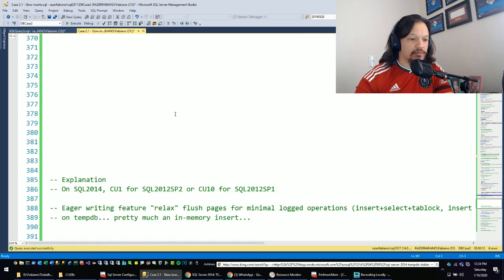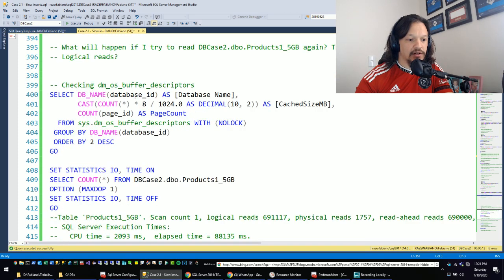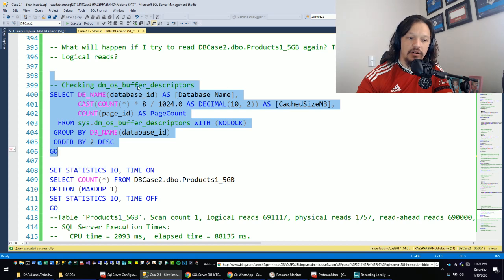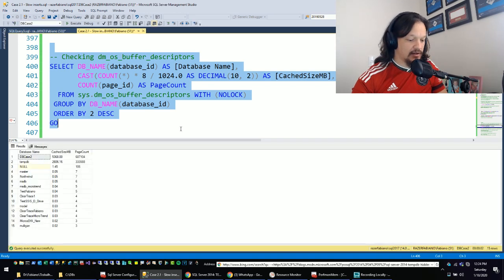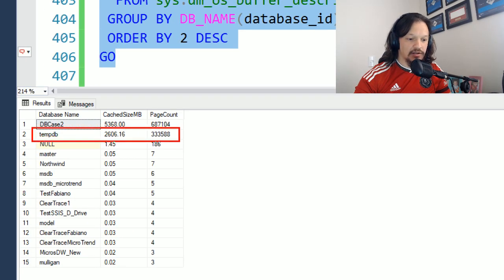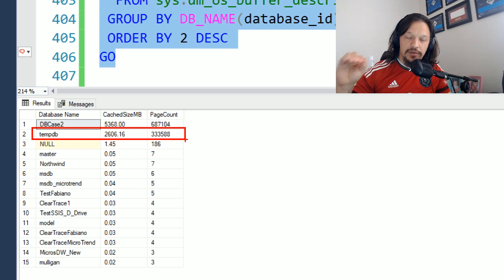And then look at here. If we query the OS buffer descriptors now, you notice that there are a lot of pages in memory for tempdb. So those are the pages related to the insert that I just ran, right? The insert created all those pages. They're all in memory. They are all dirty pages because the eager writer did not flush them to the data file, and the checkpoint did not either. But they are here. They are allocated.